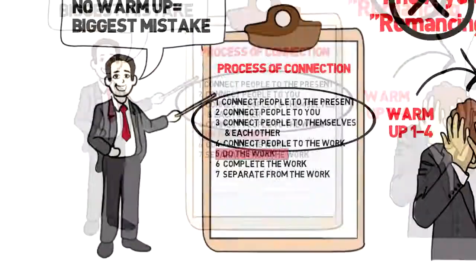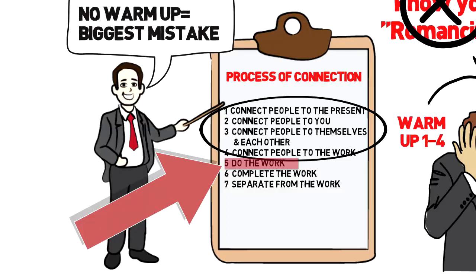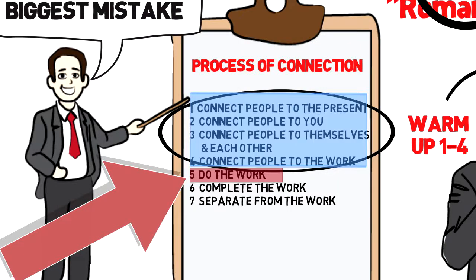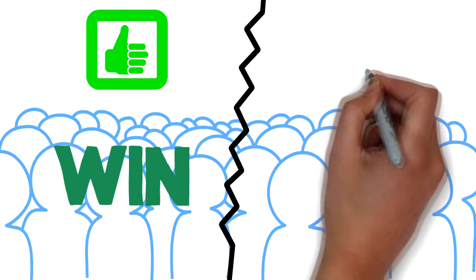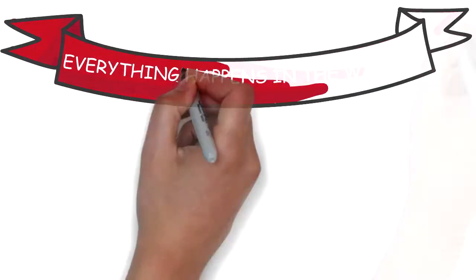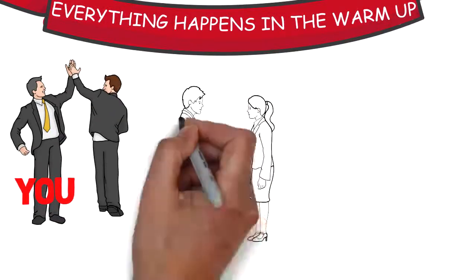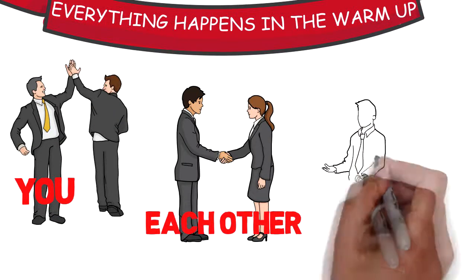The most common mistake is to start at step number 5, just like walking up to the new prospective boss at the networking function and gushing all over him. Steps 1 to 4 are called the warm-up, and this is where you will win or lose your audience. We say that everything happens in the warm-up. The purpose of the process of connection is to warm your audience up to you, each other, and the work, and set the scene for a successful outcome.